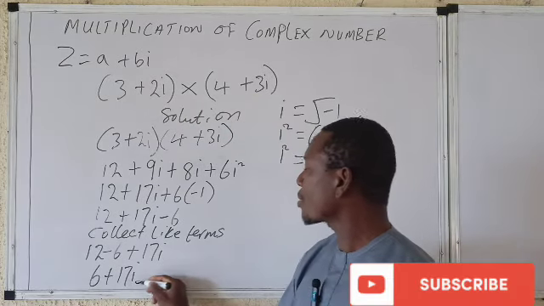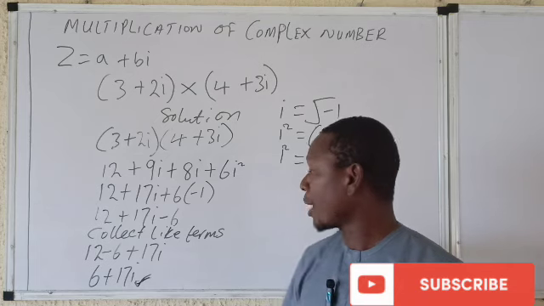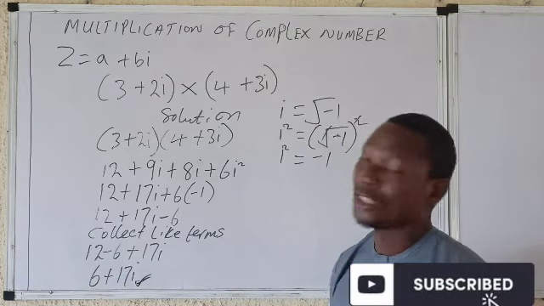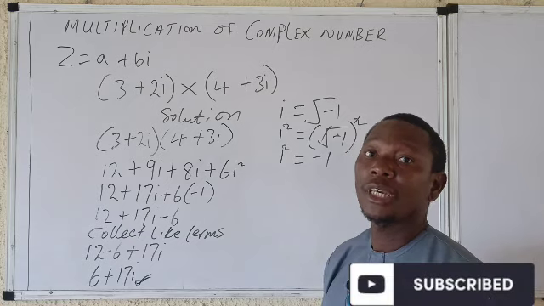What do you have? This is your answer. Your answer is also a complex number. This is the real component and this is the imaginary component. So multiplication of complex numbers is a very easy topic.